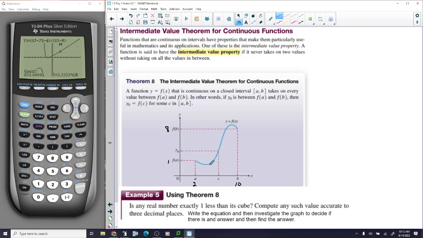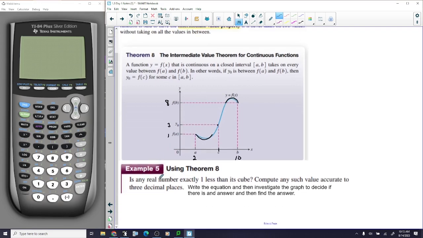Well, from between 2 and 10, if this is a continuous function, then the function takes on all the values between 1 and 8. In other words, you could find a c where the y value is 3, or 4, or 5, or 6. Now, it only guarantees between 1 and 8. There could be values less than 1, and there could be values greater than 8, but it doesn't guarantee that. It would only guarantee between 1 and 8.